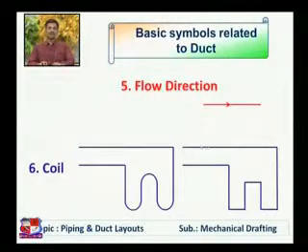Generally in a coil, the inlet and outlet directions are shown here. Here the inlet and here the outlet, or here the outlet and here the inlet. The coil may be a cooling coil or a heating coil, and it is written here. If it is a heating coil, heating is written, and if it is a cooling coil, cooling is written.